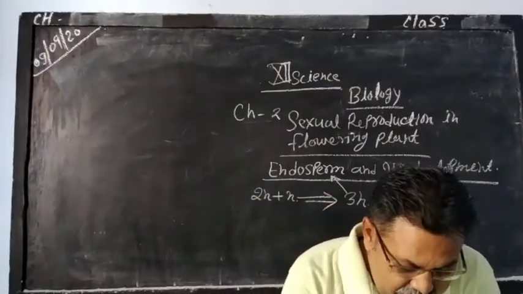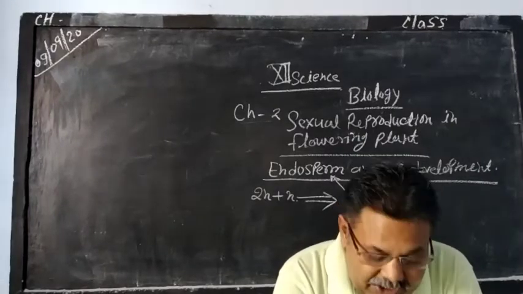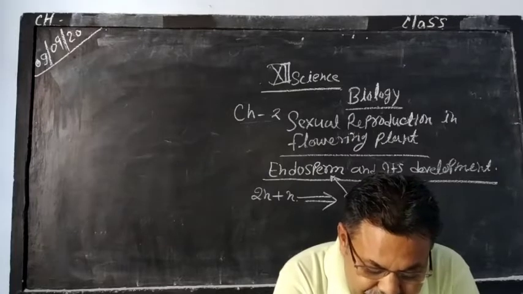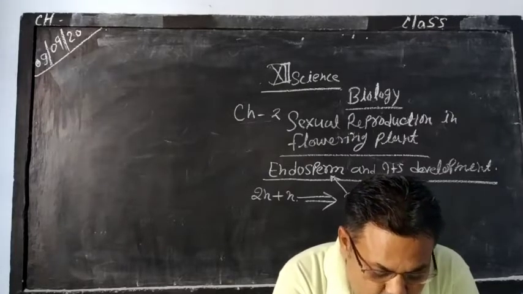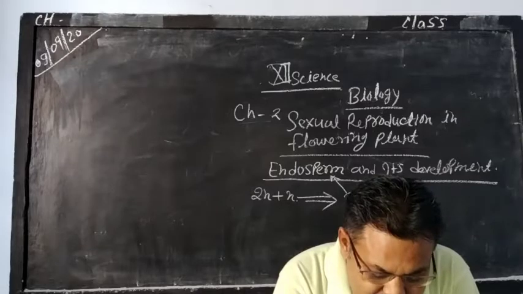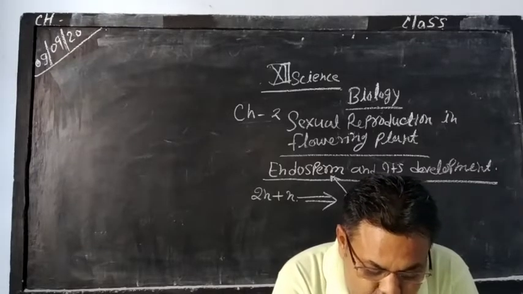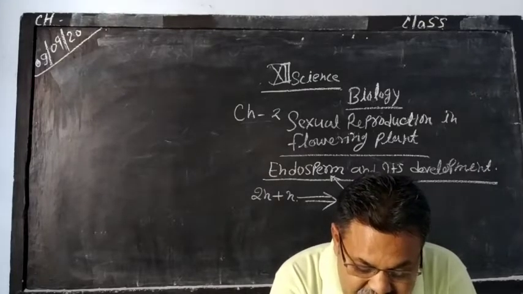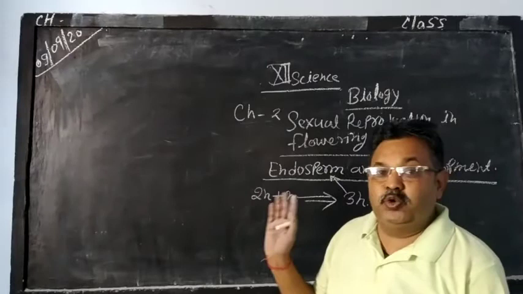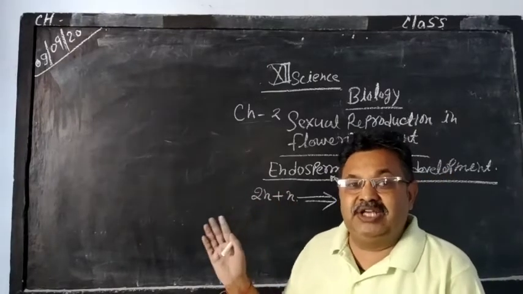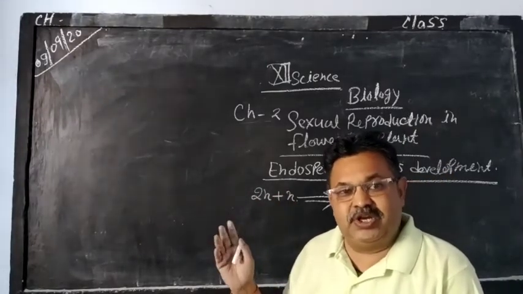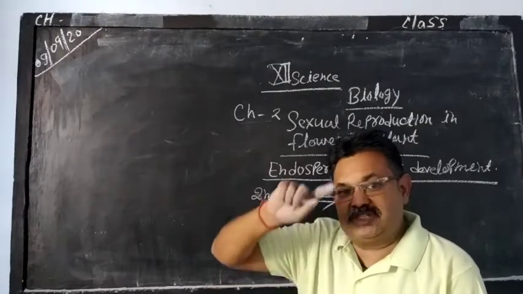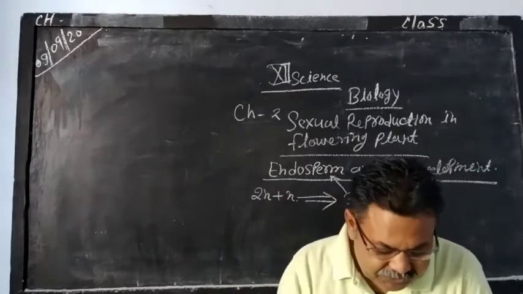Now, endosperm is of the following types. First one is free nuclear endosperm. In this type, the triploid nucleus of endosperm undergoes free nuclear division without wall formation initially. It means its nucleus is not bounded by a wall, so it is known as the free nuclear type of endosperm.